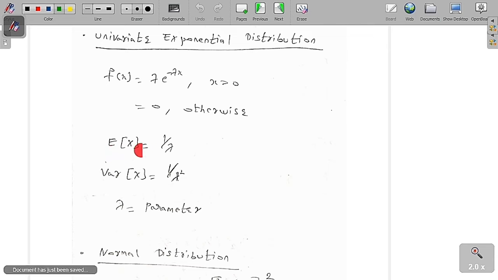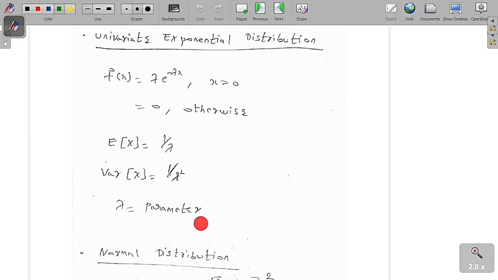Then the expectation of x is equal to 1 by lambda, and the variance of x is equal to 1 by lambda square. Lambda is a parameter. If any function f of x is in this format, it is called a probability density function. f of x is called the probability density function, and the area should always be equal to 1. So the expectation of x is equal to 1 by lambda, and the variance of x is equal to 1 by lambda square.